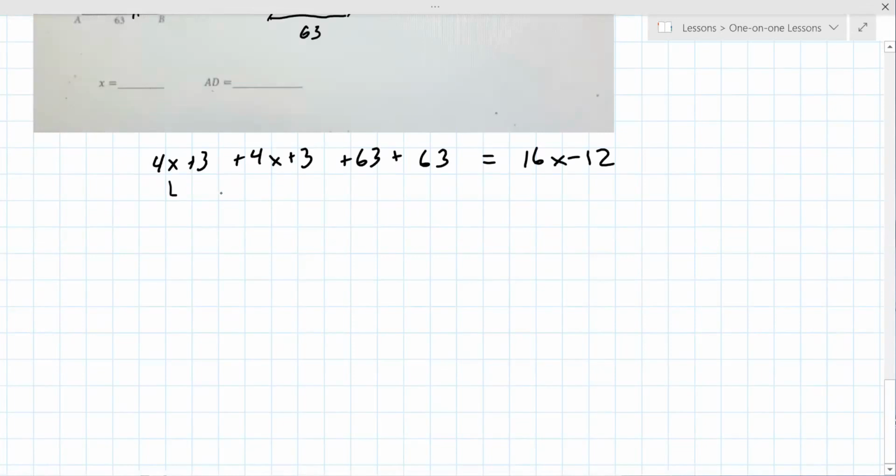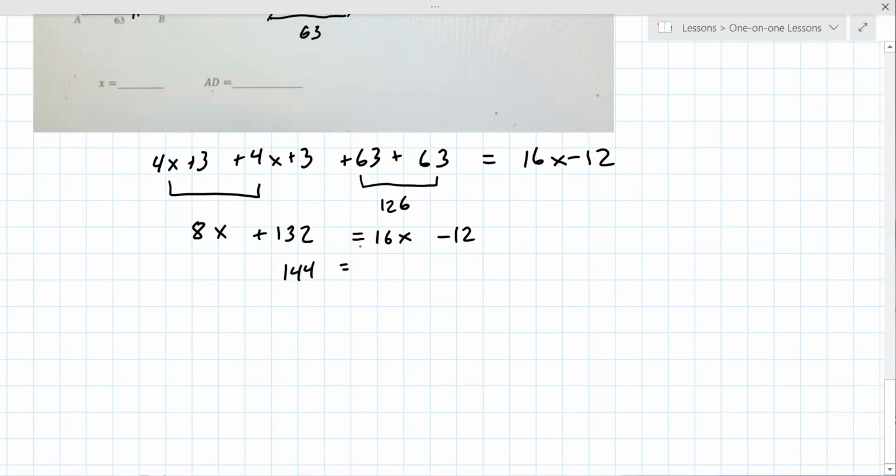So we're going to combine 4x and 4x. That's 8x. 3 and 3, 63 and 63. So this gives you 126, and then 6 more, so plus 132 equals 16x minus 12. If I add the 12 over here, I get 144. If I subtract the 8x, I get 8x. Divide both sides by 8, you end up getting x equals 16.